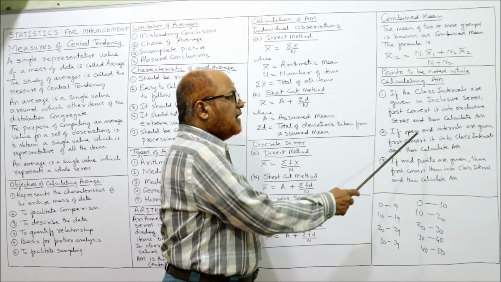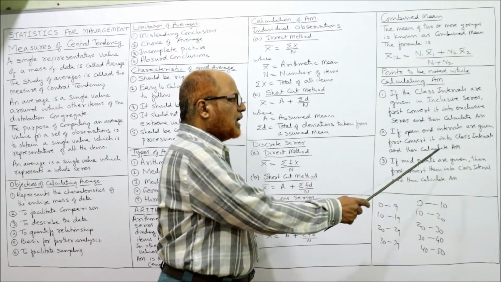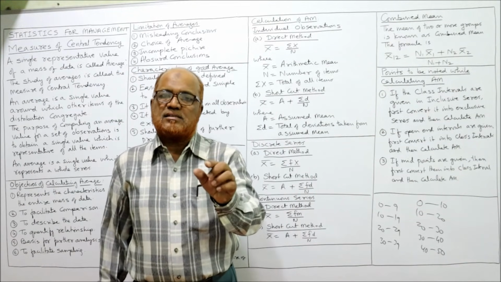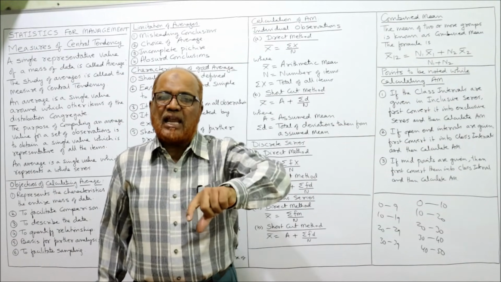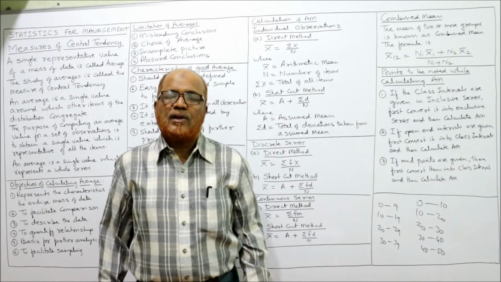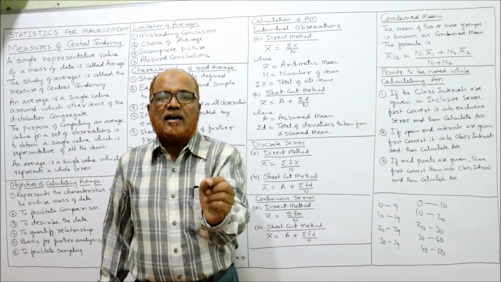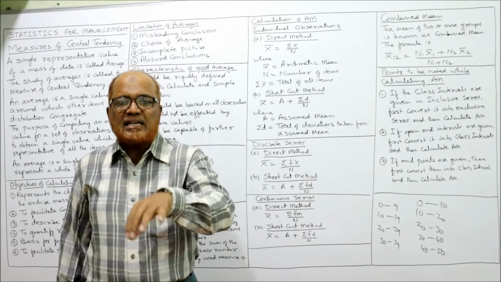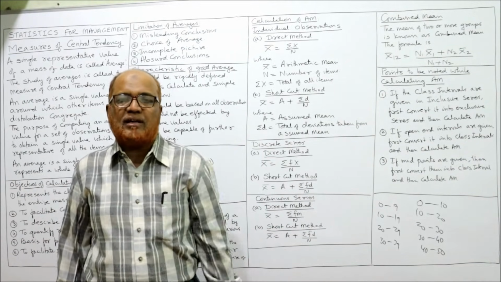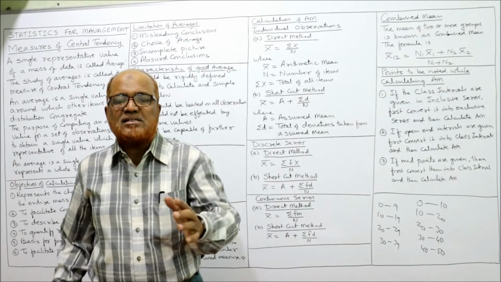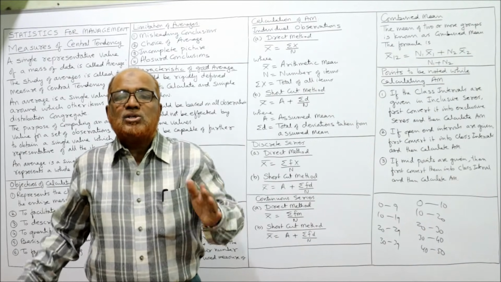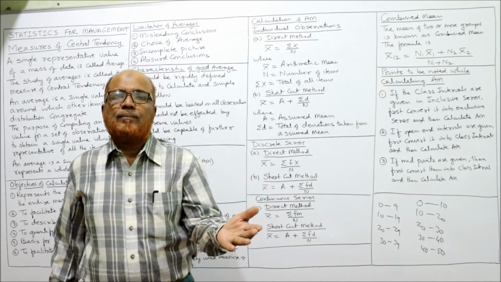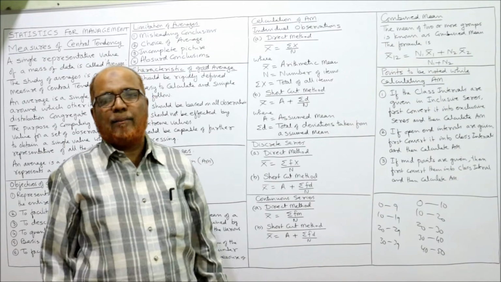Now, if open-end intervals are given, first convert it into class interval and then calculate arithmetic mean. Open-end classes: the first class and the last class will have open ends. For example, less than 10, greater than 70. First class is given less than 10. Last class is given greater than 70. So first class and last class are called open-ended. So we have to convert that open-ended into class interval and then calculate the arithmetic mean.